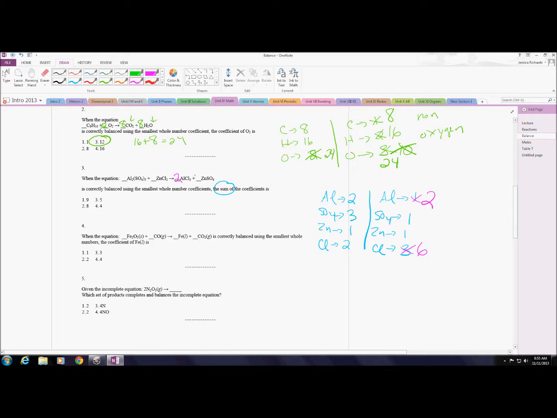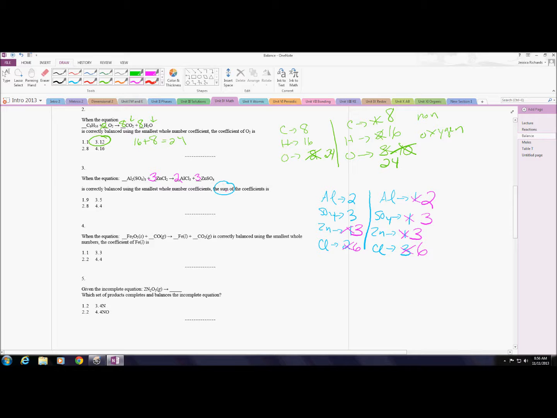So if I put a 3 in front of here to fix the sulfates, I've also changed my zinc. So now zinc is the metal. I have to go back and put a 3 here for that zinc, which also changes my chlorines. 3 times 2 is 6 chlorines. And now everything matches. 2 and 2, 3 and 3, 3 and 3, 6 and 6. This obeys the law of conservation.